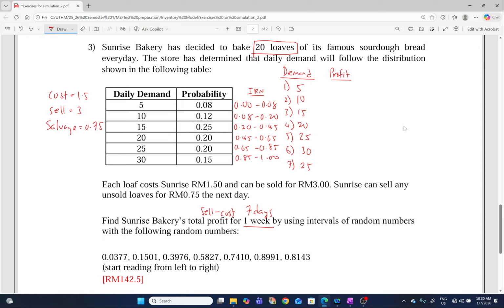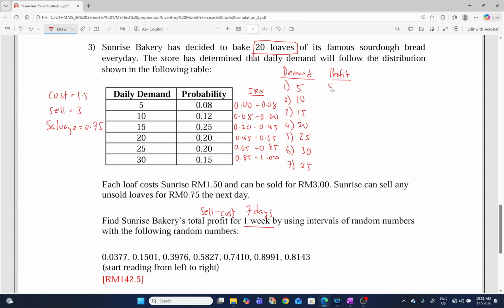Okay, now let us compute the profit. As I told you earlier, the bakery make 20 loaf. Roti yang tak dapat jual tu dia akan jual next day. For sure dia akan jual 0.75. Yang roti yang dapat jual tu dia punya selling price adalah 3 ringgit macam tu.